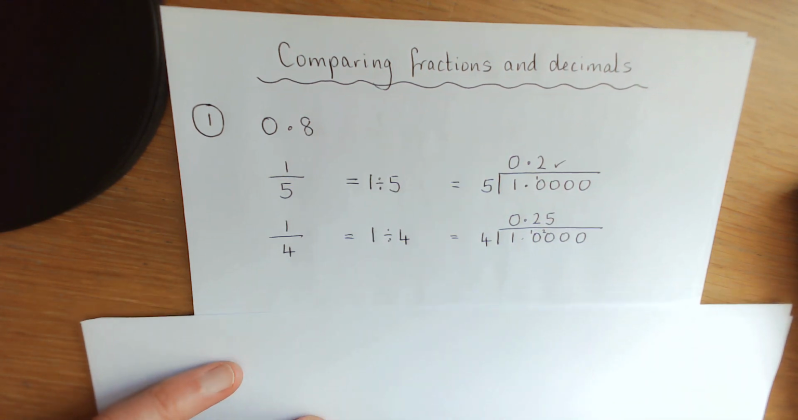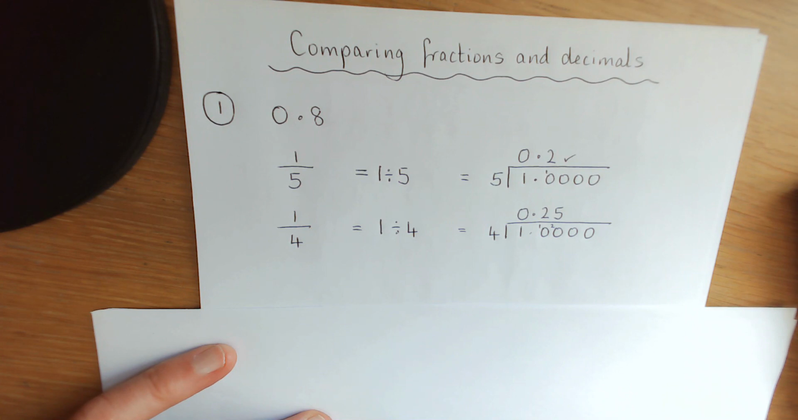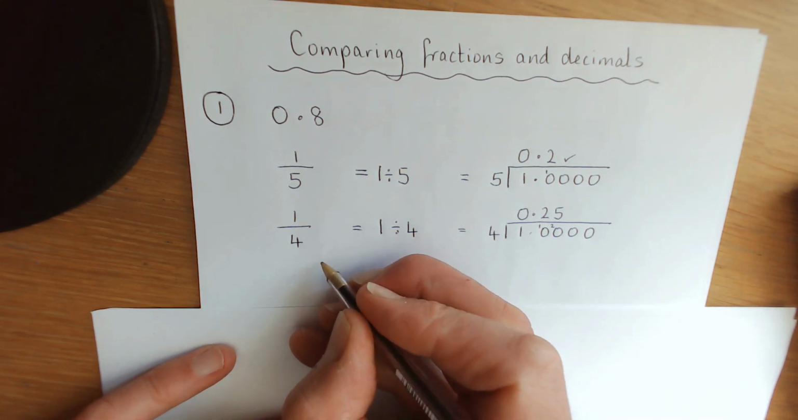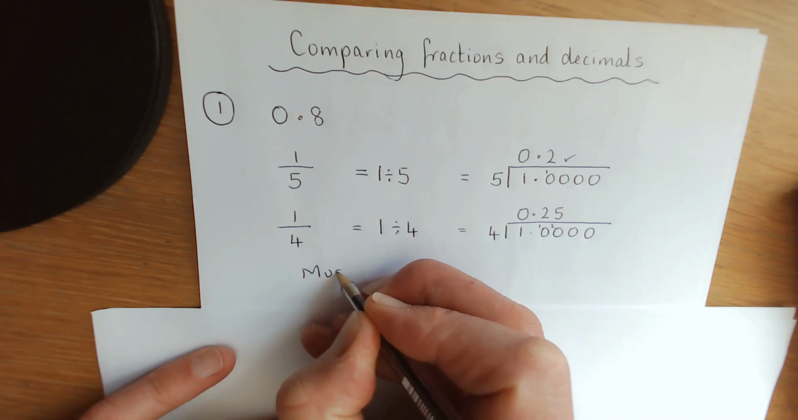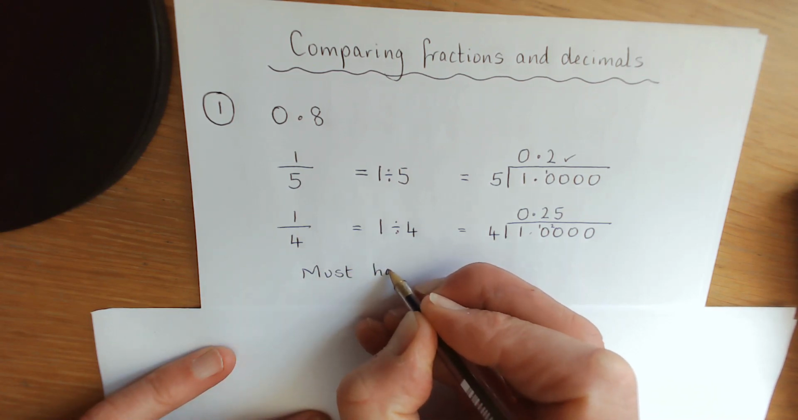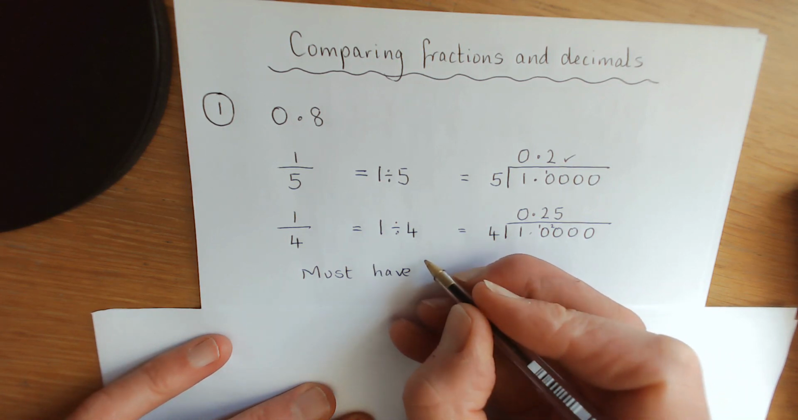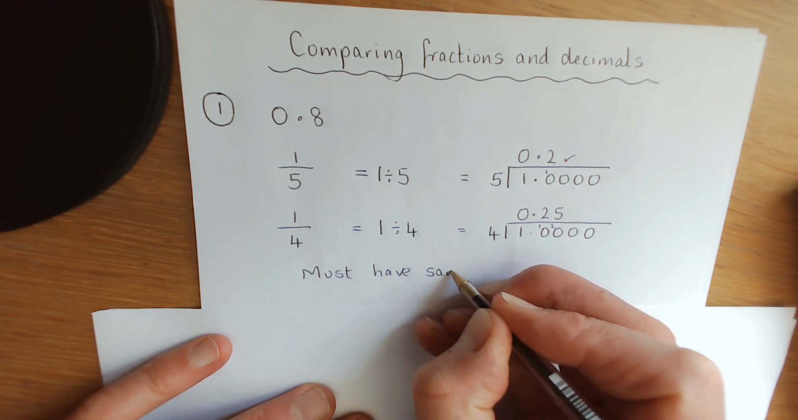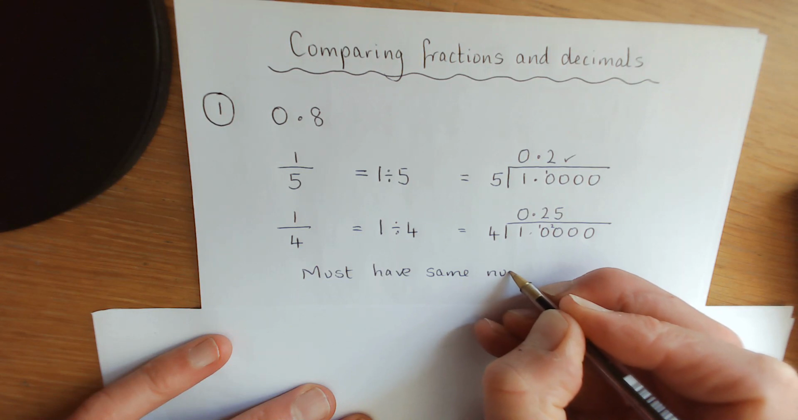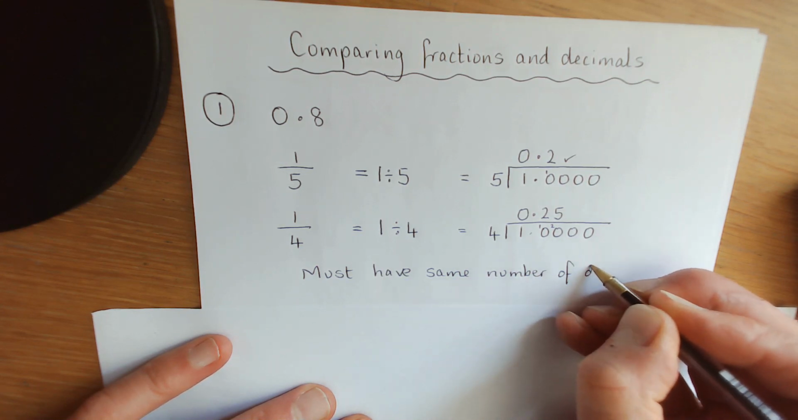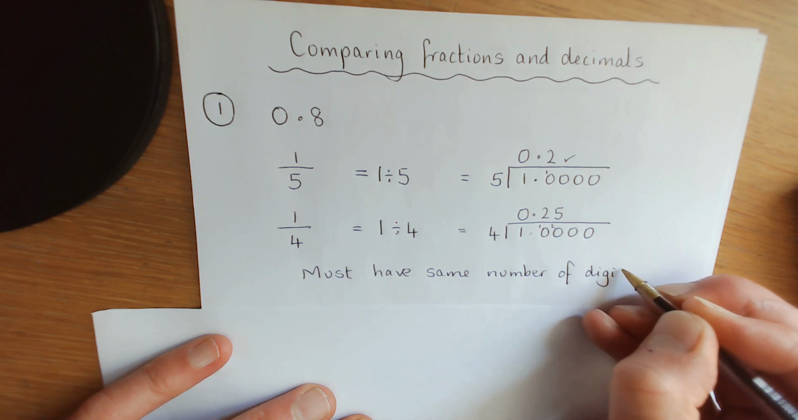So we just made the simple comment, to compare decimals, we must have the same number of decimals after the point. Must have the same number. Actually, we just referred to it as digits.